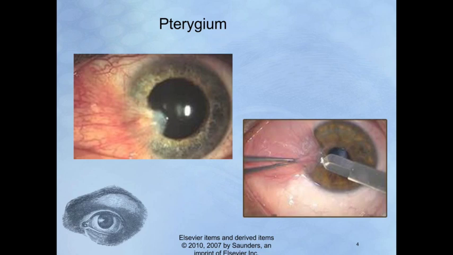A pterygium is a benign growth of the conjunctival tissue over the corneal surface. It is a patch of degenerative elastic tissue that usually grows slowly, except in patients who live in southern climates, where it grows more aggressively. To prevent the pterygium from reoccurring, treatment with mitomycin or an excimer laser may be required.